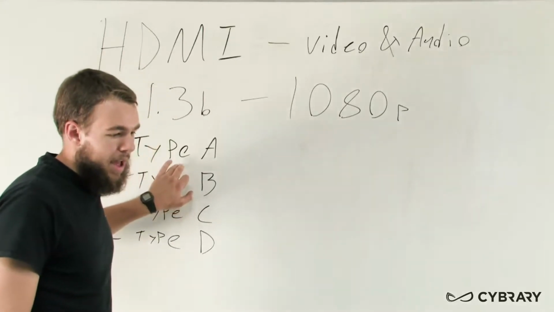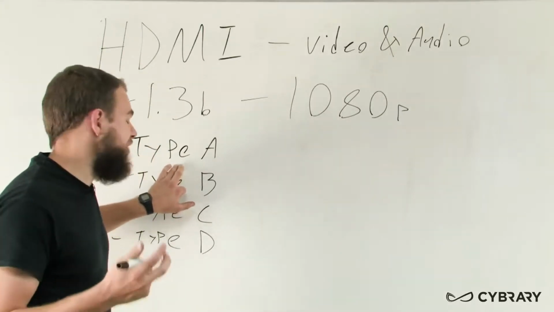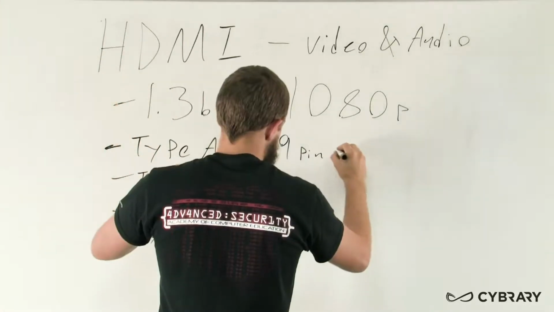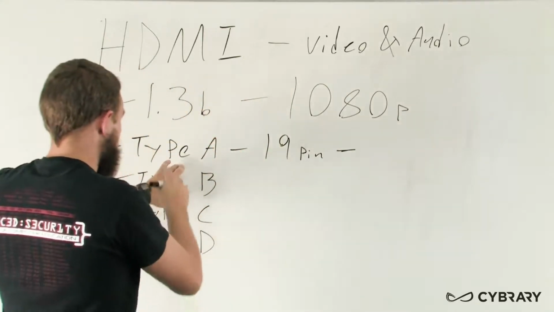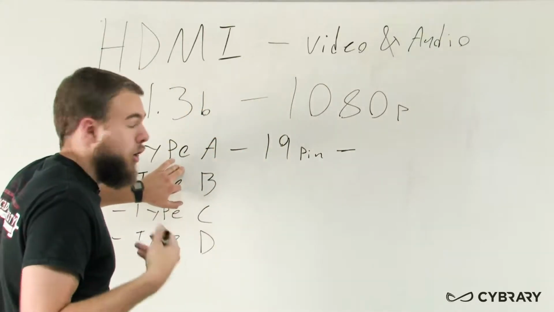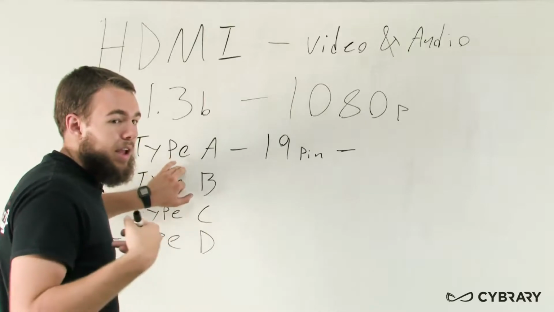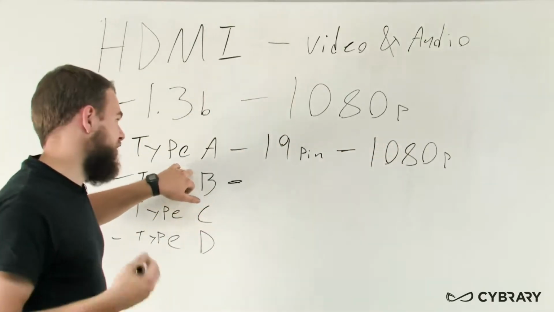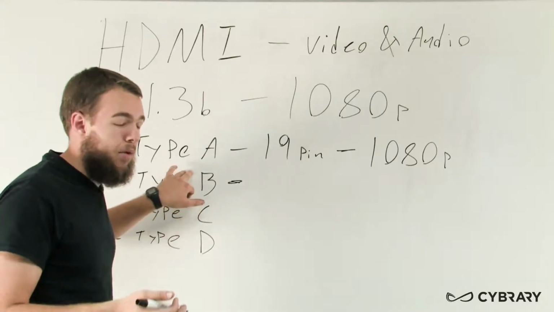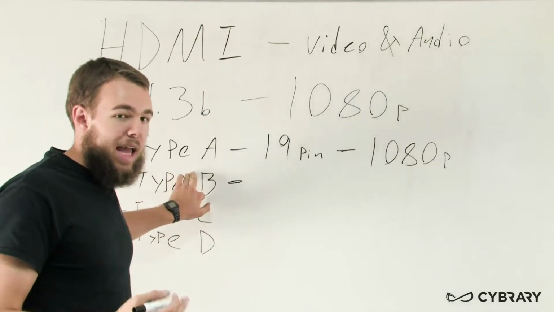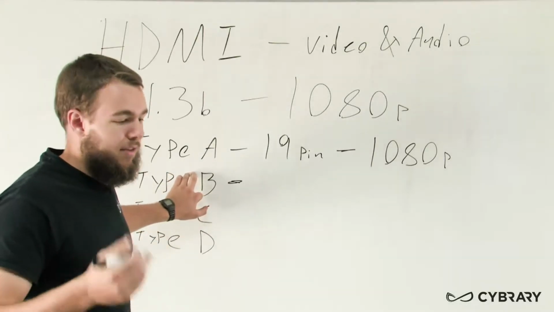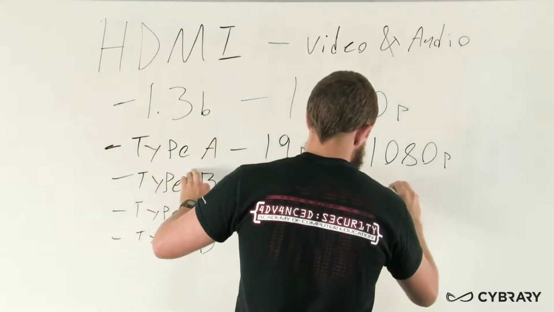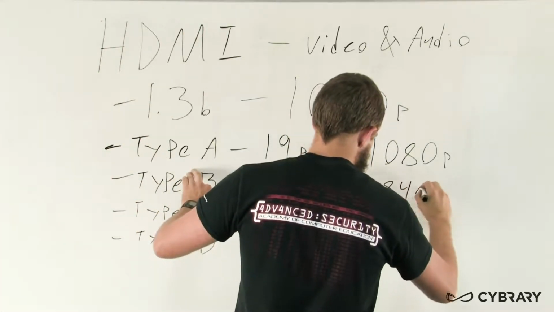Now, when we're talking about type A, this is going to be our standard HDMI type cable. This is going to be 19 pins, and it's going to be optimally our 1.3B, so that we can display that at 1080p. The cable that we showed earlier was actually our 19-pin type A cable. Our type B cable is going to be a 29-pin configuration. We're going to display up to 3840 by 2400.